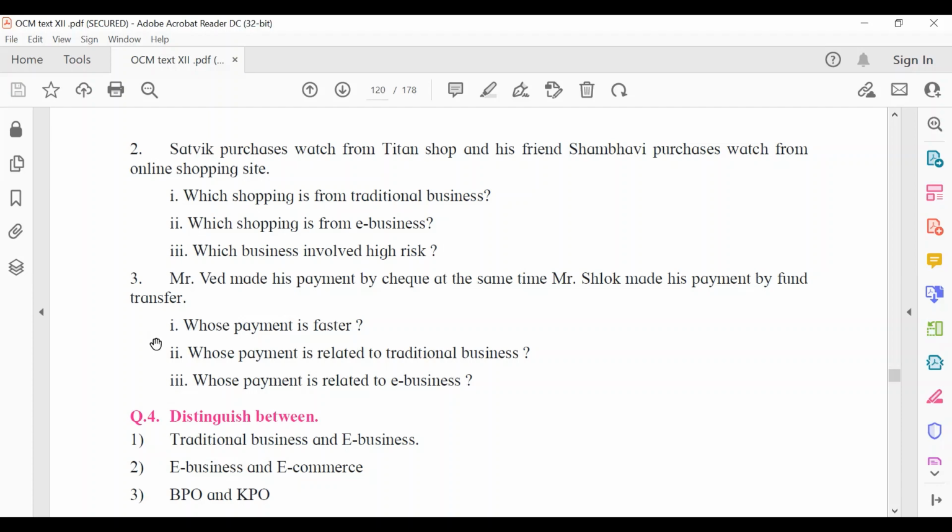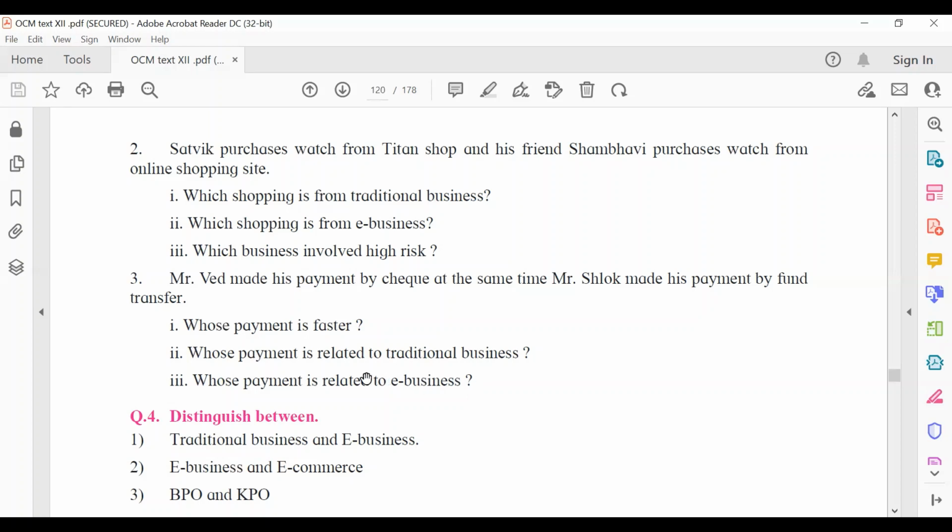Whose payment is related to the traditional business? Answer: Mr. Ved, who is making the payment by issuing a check, is using the traditional mode of payment. That's your answer, and you will put Mr. Ved in a box.